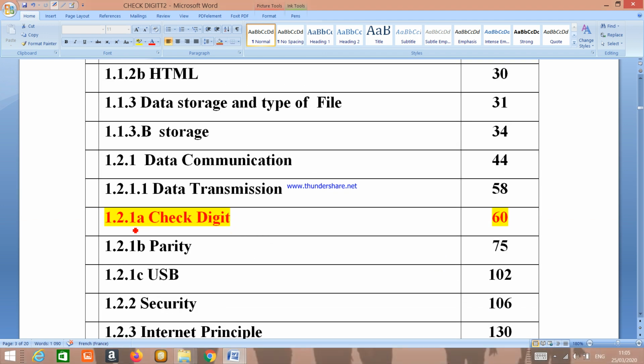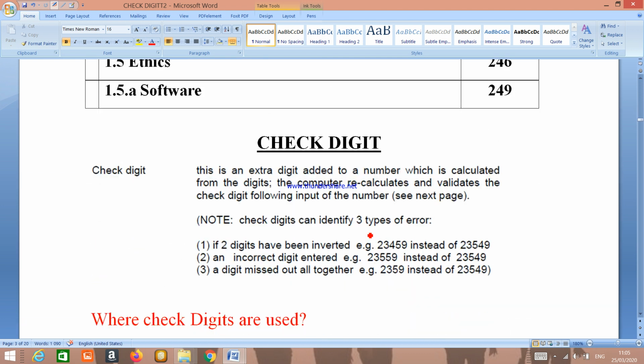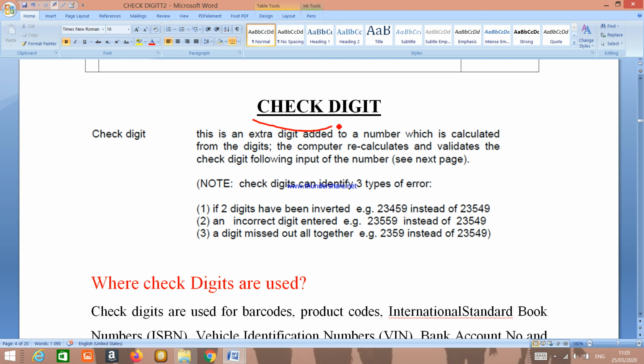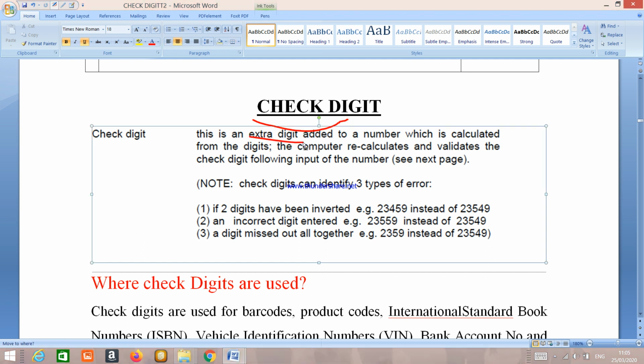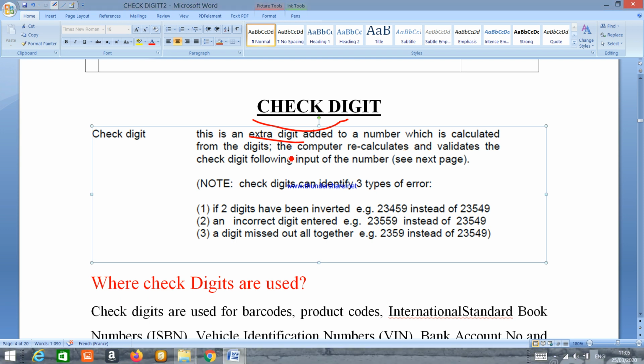Check digit, it's on page 60. Let's go for it. So what is check digit? It is an extra digit added at the back of the original number. It is a digit that is calculated using a mathematical algorithm. The mathematical algorithm can be modulus 11 and there is a variety of other algorithms. Check digit validates a number. It checks whether the number is correct or incorrect.